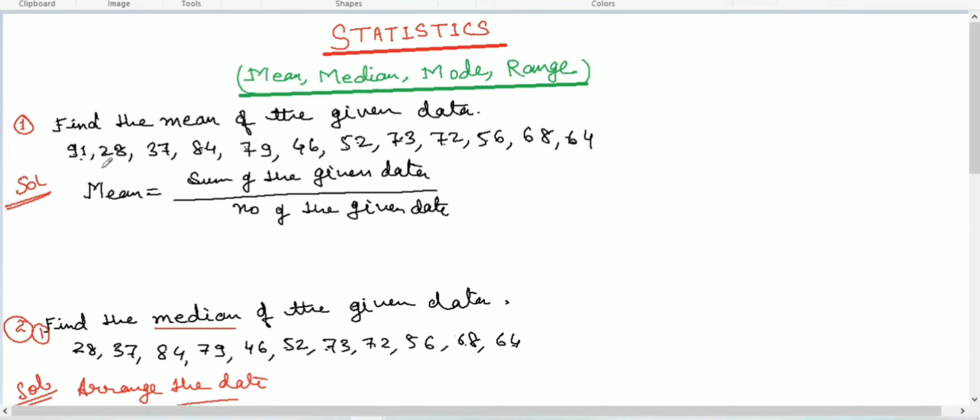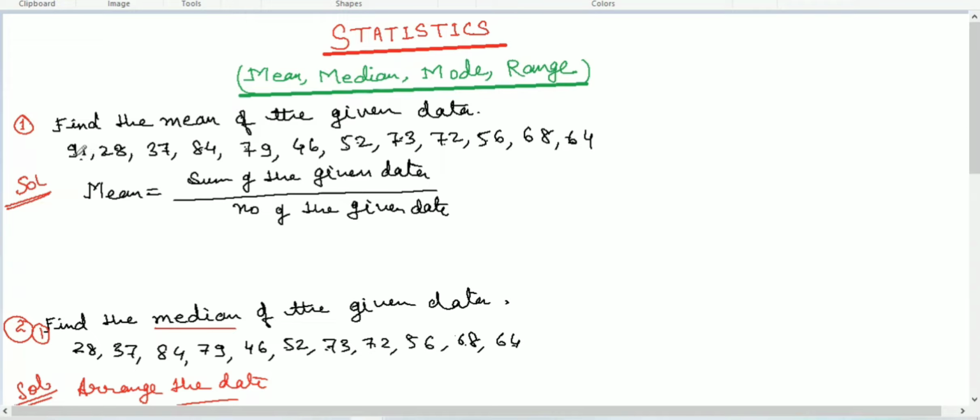Hello everyone. So in this video, I'm going to explain mean, median, mode and range of the given data. These topics are very basic things of statistics.